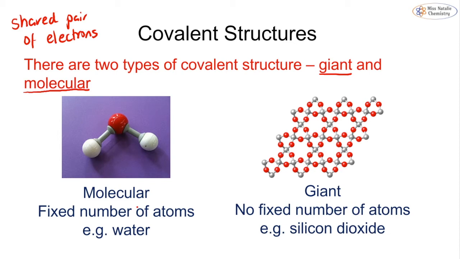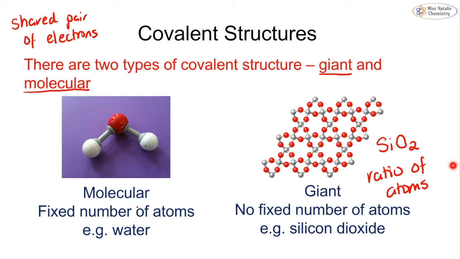So giant structures are ones that have no fixed number of atoms. So an example would be silicon dioxide, or SiO2. And similar to our ionic substances, this formula is simply the ratio of the atoms. Meaning for every 1 silicon atom I have in my structure, I have 2 oxygens. But it is not fixed that every sample of silicon dioxide has 100 atoms or 200 atoms. They can vary, and they form this giant lattice structure, which we'll talk a little bit more about later on.